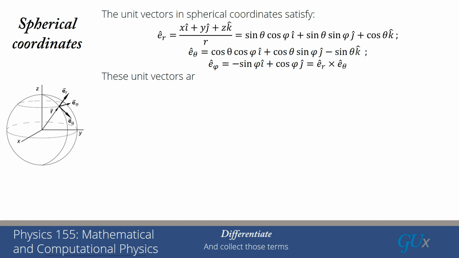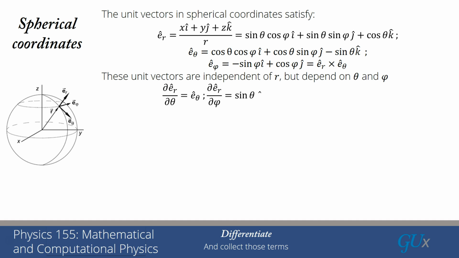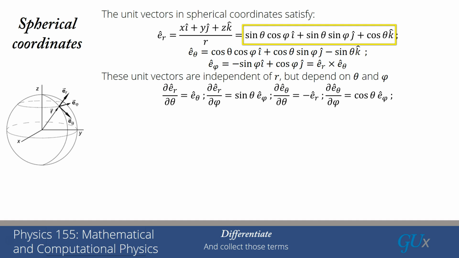We can very easily see these unit vectors don't depend at all on r. As r gets bigger, the unit vectors don't change direction, but they obviously depend on both theta and phi, so I have a couple of derivatives I have to work out. Let's look at the derivative of e_r with respect to theta. You see there's a sine theta times the first two terms and a cos theta times the last term. The sine theta will go to cos theta, the cos theta will go to minus sine theta, and lo and behold, that is actually equal to e_theta. So the derivative of e_r with respect to theta is e_theta.